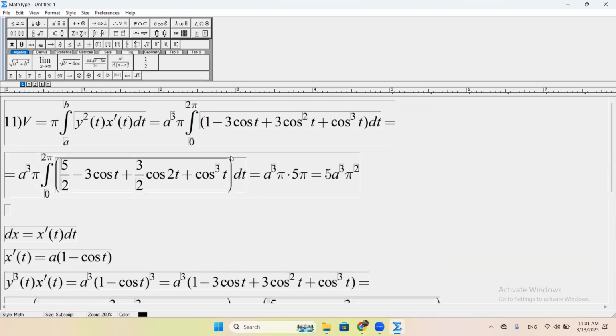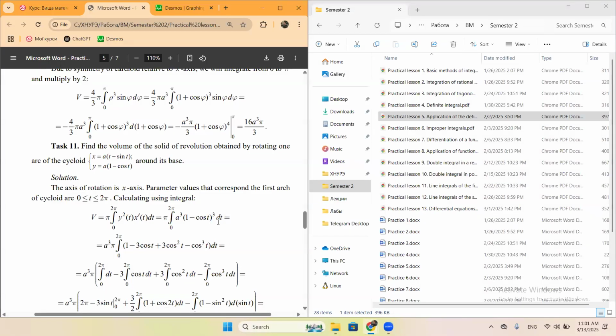Any questions about this exercise? Okay, if no questions, let's just look at the last exercise.